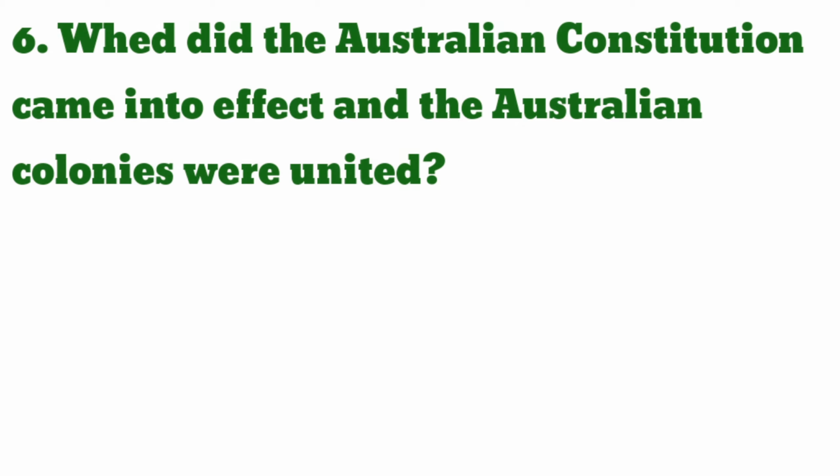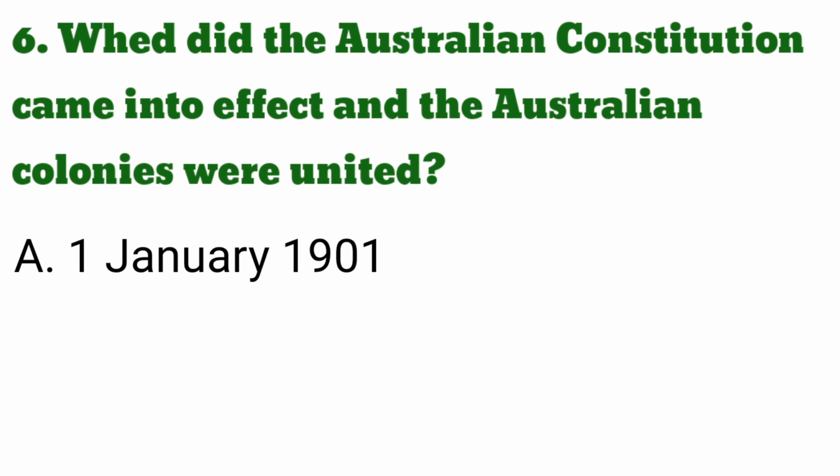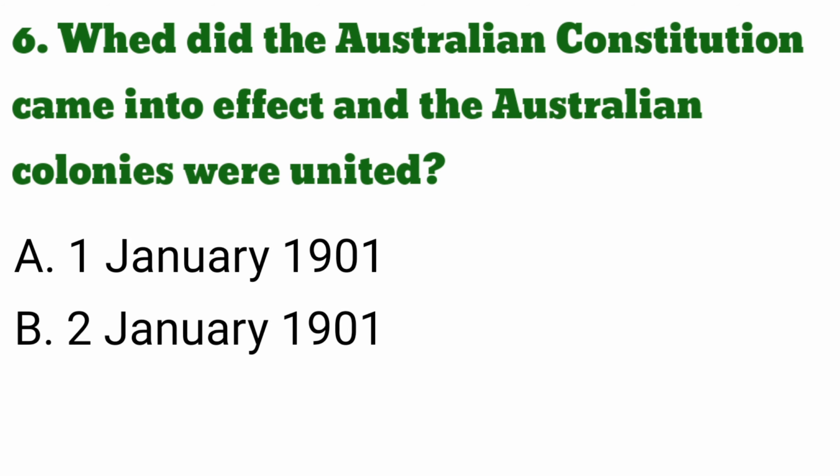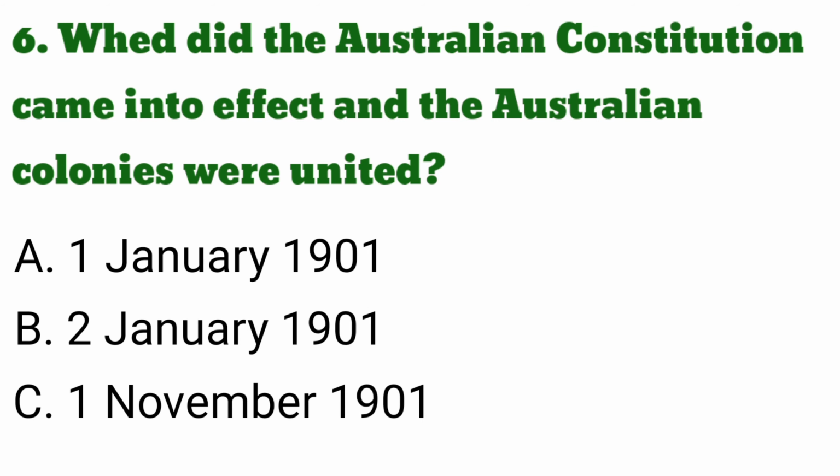Number 6. When did the Australian Constitution come into effect and the Australian colonies reunite? Letter A, 1st January 1901. Letter B, 2nd January 1901. Letter C, 1st November 1901. The answer is letter A, 1st January 1901.